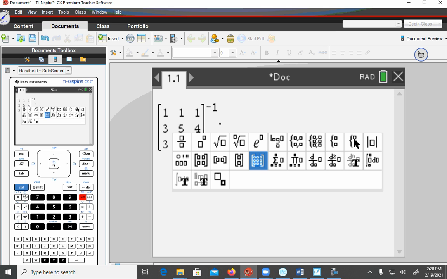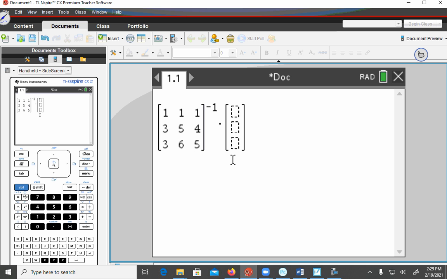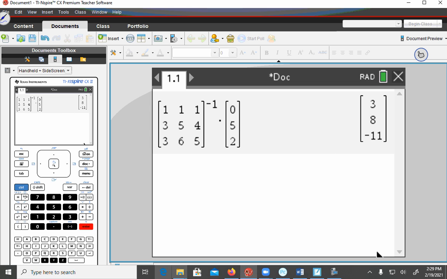I might be tempted to pick this guy, but this guy is not a matrix, so don't pick him. So go back here to the one that's customized. I do have 3 rows, but when I go down here, I only have 1 column, and that's exactly what I have, and that's good. So I'm going to do 0, 5, and 2 because those are my answers. Hit enter, and I get that, which makes me happy.